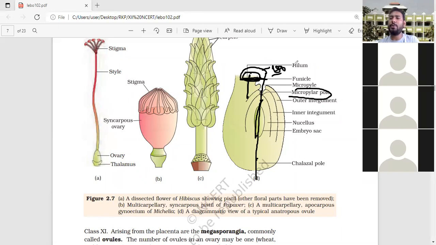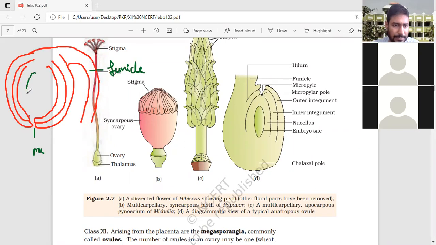Clear? In this way, you can say this is an Anatropous ovule, where the micropyle and chalaza are present on a single plane and the funicle is present at a 180 degree angle. In the Orthotropous ovule, I told you these three structures, the micropyle, chalaza, and funicle, are present in a straight line. That is called the Orthotropous ovule.